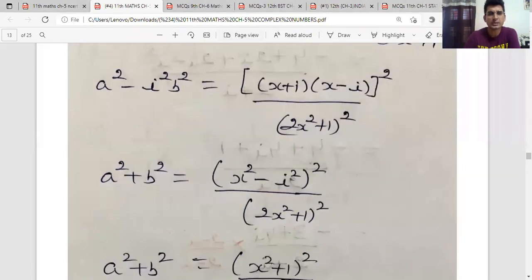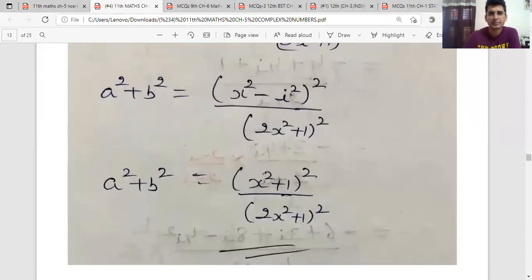Now the value of iota square is minus 1. In place of iota square, we will put minus 1. Minus minus plus, that is a square plus b square. (a plus b)(a minus b) will be equal to a square minus b square, that is x square minus iota square upon (2x square plus 1) whole square. Now we know that iota square is equal to minus 1, that is minus minus plus 1. So a square plus b square will be equal to (x square plus 1) upon (2x square plus 1) whole square.